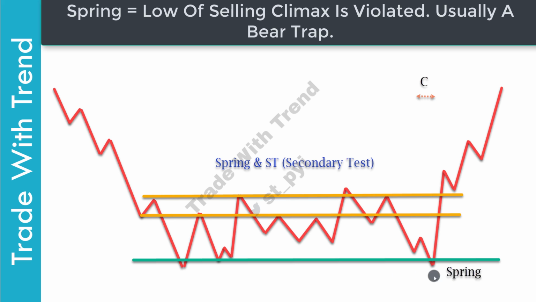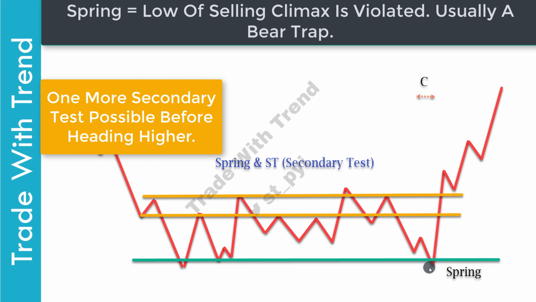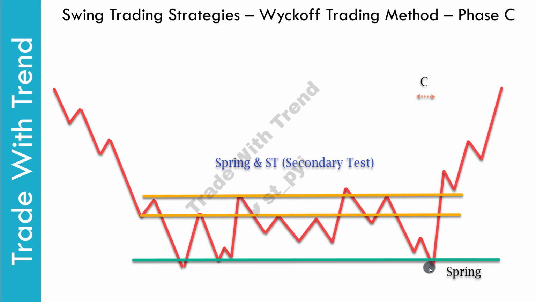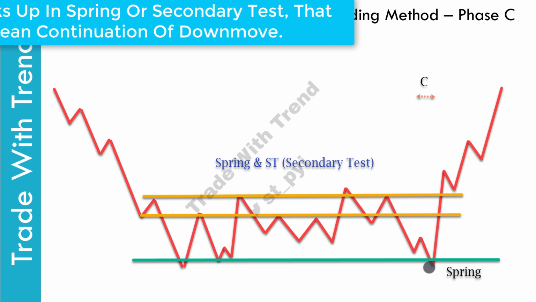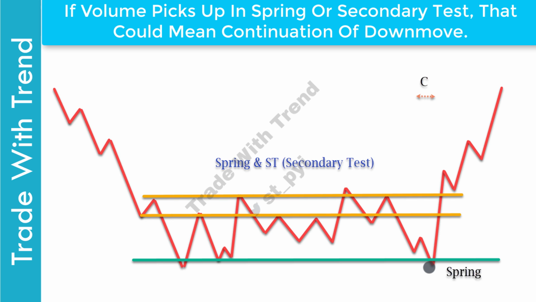Now once a spring is spotted, it is possible for price to do one more secondary test before heading higher. This is a shakeout phase that occurs at the end of the trading range. Volume activity during the spring and secondary test should be on the lower side. If volume starts picking up and the range of candles starts expanding, then this usually signals a further down move in price. So do not forget this important aspect.